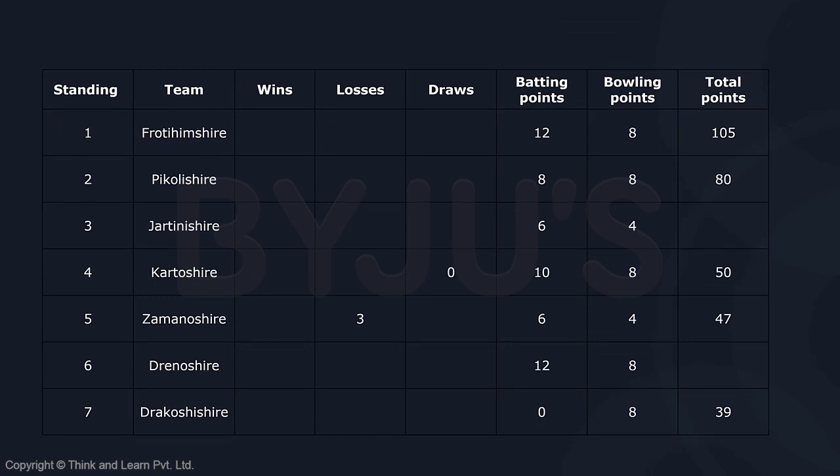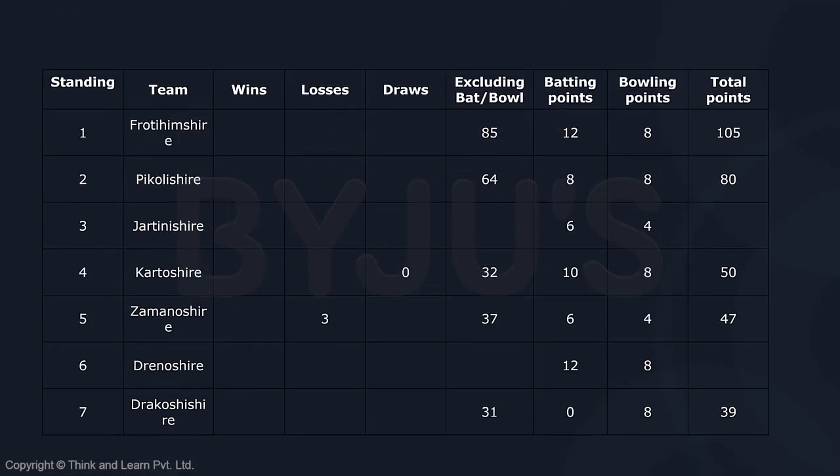Now, to understand that, first of all I need to find out the points for wins and draws for each match, right? So if I subtract the bowling and batting points for each, at least for the given ones, like 20 subtracted from this, 16 from this, and so on, you will get an idea of how many points were scored in wins and draws apart from bowling and batting points. If I subtract it, I'll get this table: 85, 64, 32, 37, 31. Based on that, we'll try to find out the points for wins and draws.